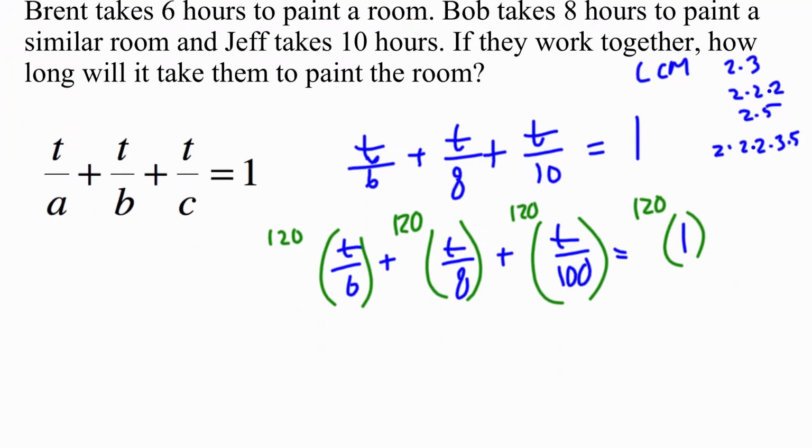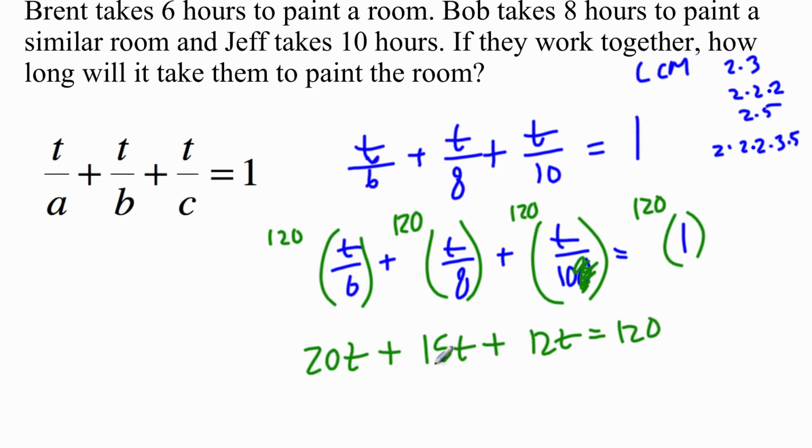Okay, 6 into 120 goes 20 times, I think. So that'll be 20t plus 8 into 120 goes 15 times, I think. So that would be 15t plus, well, I put 100 there. It's only 10. 10 into 120 goes 12, so that'd be 12t is equal to 120.